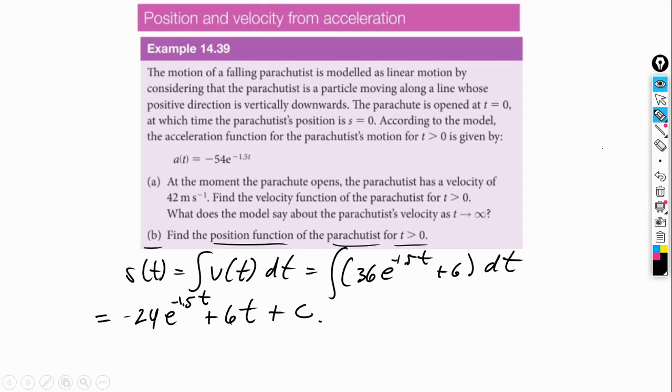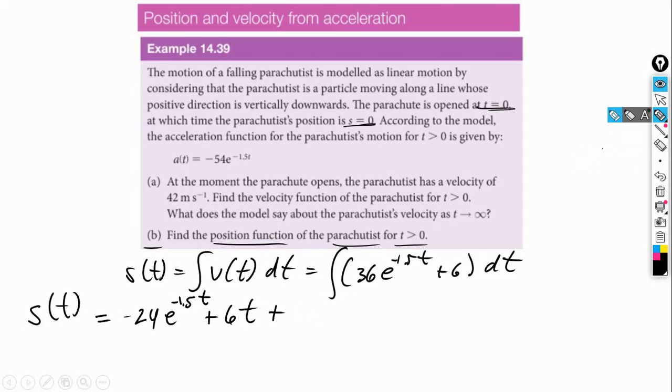But they told us before that at time equals 0, the position is considered to be 0. So if we plug in 0 here, say this equals 0, and substitute t for 0, we are going to get that c is equal to 24. Therefore, we have found the position function.